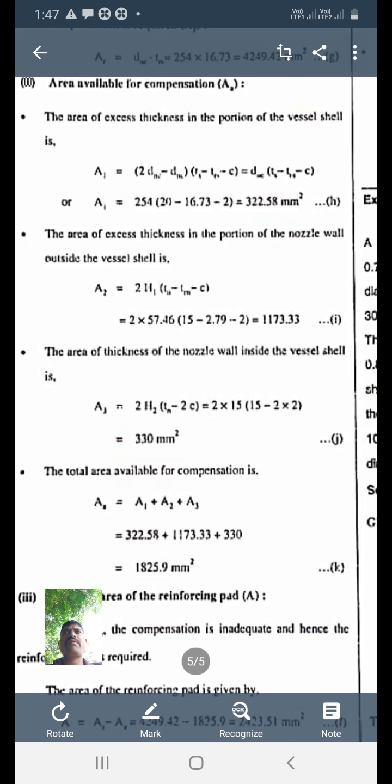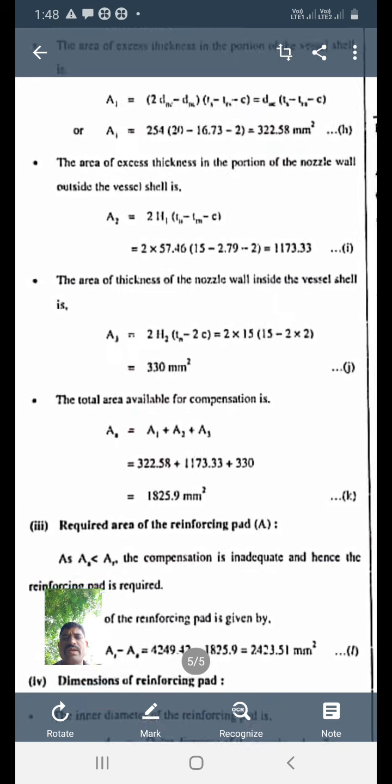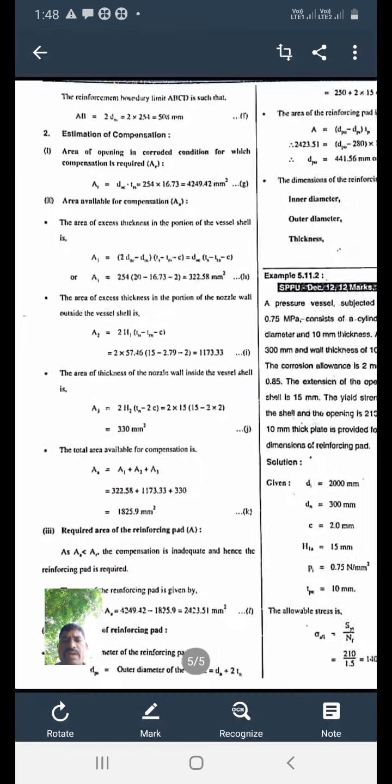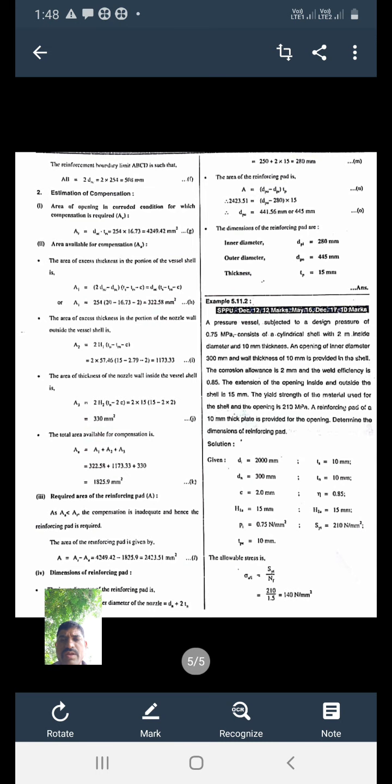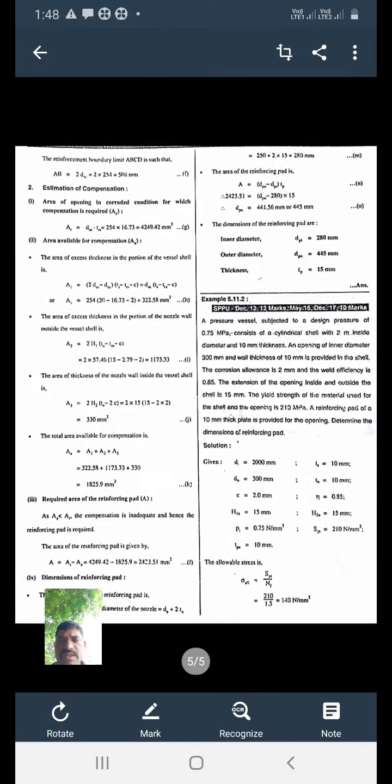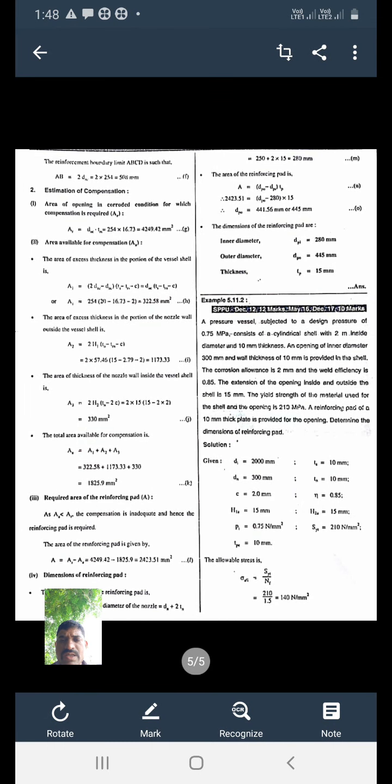Then total area available for compensation, you can calculate the summation of A1 plus A2 plus A3. You will get the 1825.9 mm square. Then required area for the reinforcing pad, you should check the condition. As AA is less than AR, the compensation is inadequate and hence the reinforcing pad is required.